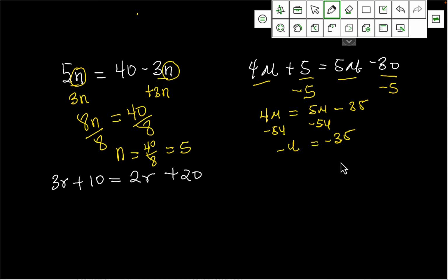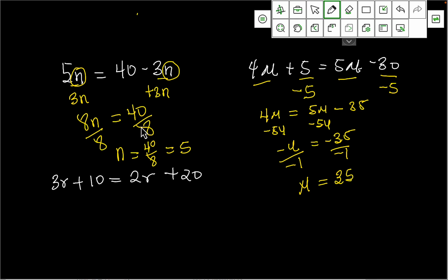So here again, remember I applied the subtraction rule of equality here. I also apply the subtraction rule of equality here. Now I have to apply the division rule of equality. So I'm going to divide by negative 1 on both sides, and u is equal to 35.